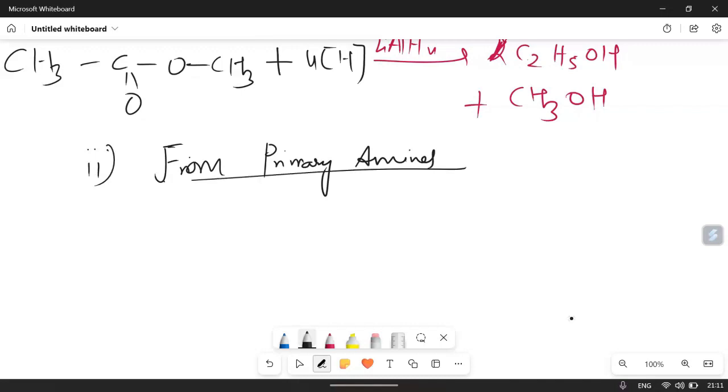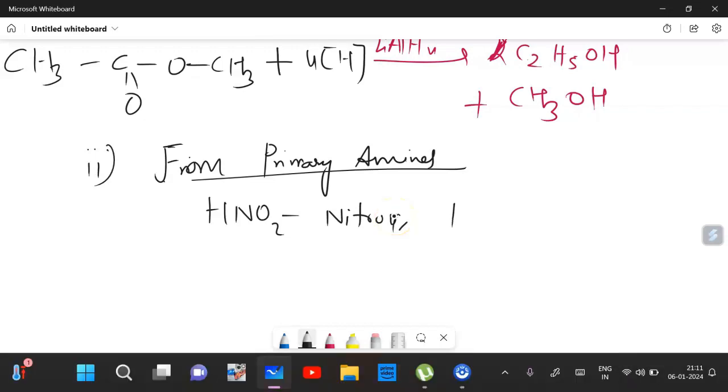From primary amines, in this reaction, amine reacts with nitrous acid. Nitrous acid means HNO2, that is known as nitrous acid. So the reaction follows: there is a primary amine, RCH2NH2. This is called primary amine.